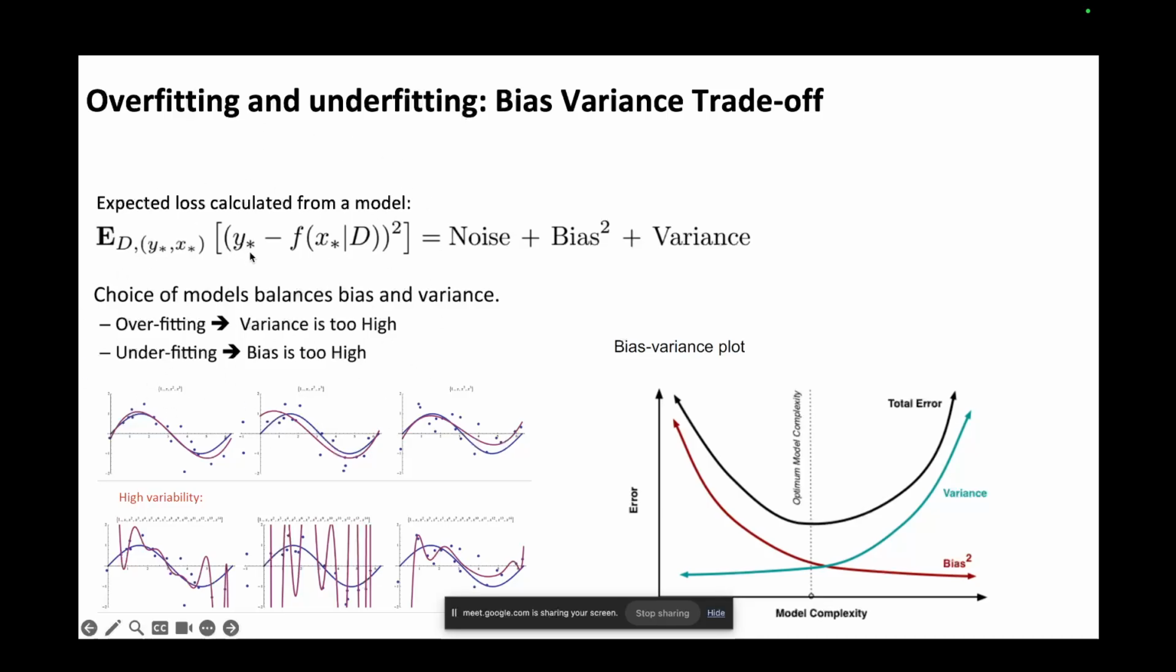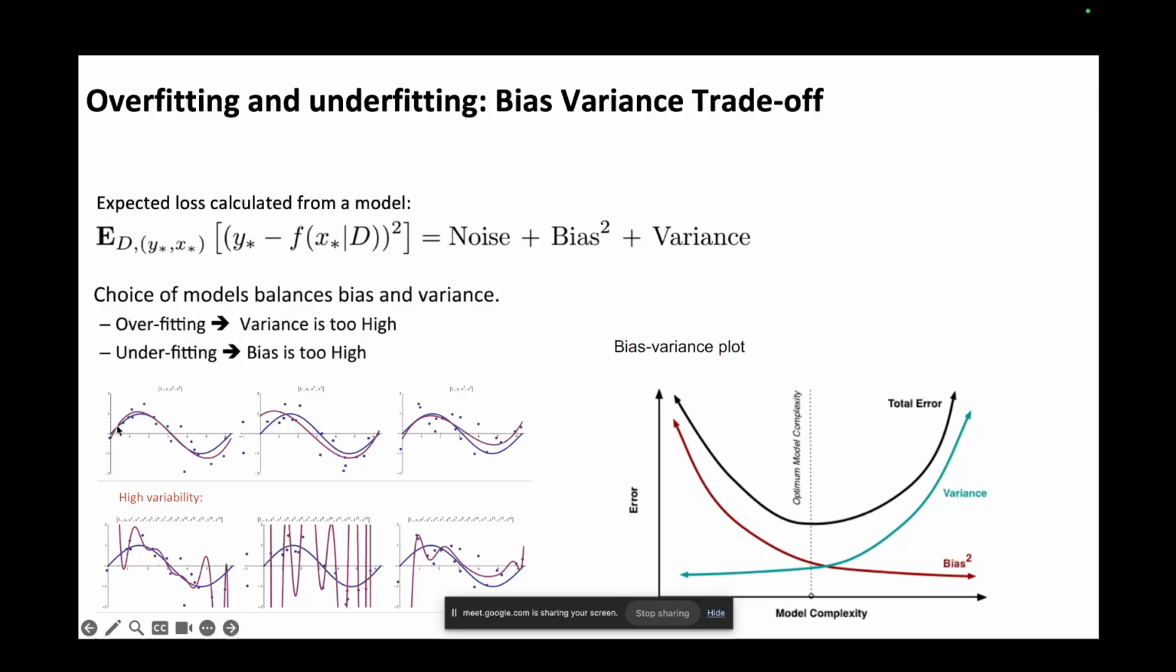This expected loss is actually your noise, your bias, and your variance. There are three components to this. If we just forget about noise for a moment, because it's inherent of the data, bias and variance, these two things will define if your model is overfitting or underfitting. So what are these concepts of overfitting and underfitting?